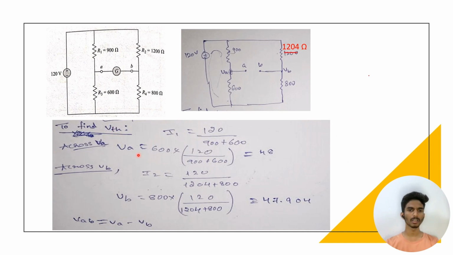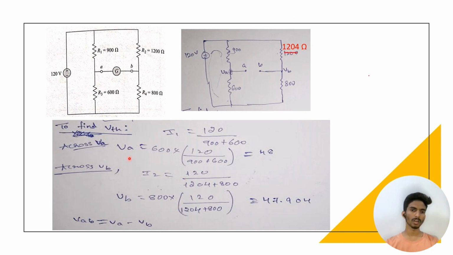We find VA. V means IR. This is a 600 ohm resistor, and I1 value is 120 by 900 plus 600. We get VA as 48, and across VB here, I2 we can calculate as V by R, that is, V is the same voltage 120, and the resistance is 1204 plus 800.